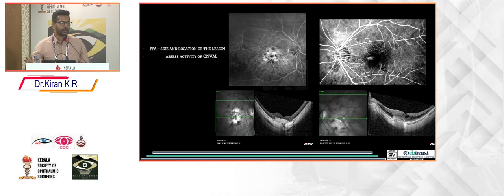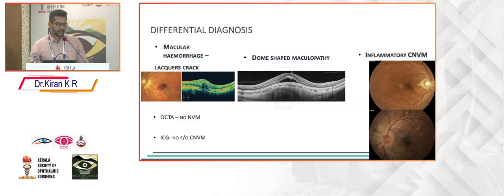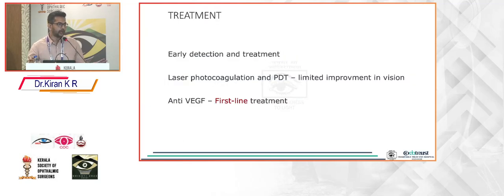There could be other pathologies coexisting, such as macular schisis. So in the left eye, you can see a neovascular membrane with a lot of cystic spaces and schitic area. So one could use FFA to know the size and location of the lesion, and also to assess the activity of the CNVM. The differential diagnosis includes macular hemorrhages from lacquer cracks, dome-shaped maculopathy, and inflammatory CNVM. So our main aim is to detect it early and treat before the fibrosis sets in. So early detection and early treatment is the key.